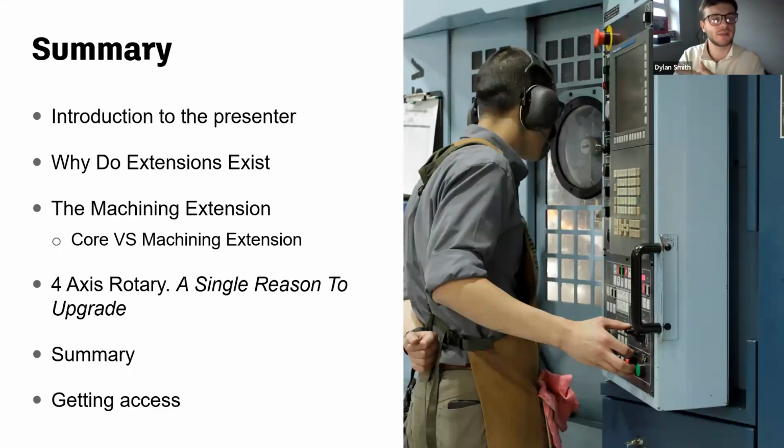So to summarize, we went through an introduction into who I am. Why do the extensions exist? More specifically, why does the machine extension exist and what is it? Then even more specifically, four axis rotary and why that's a single reason to upgrade.